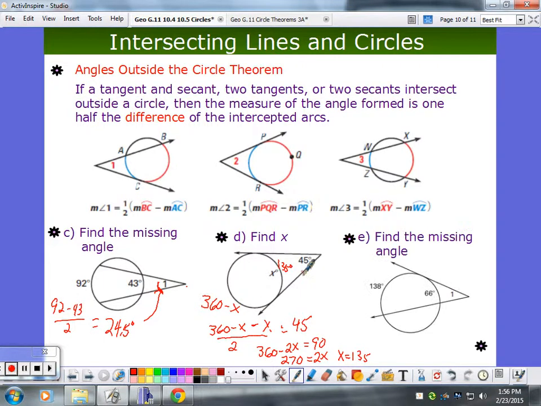Okay, this one I've got a secant and a tangent, and they're giving me both of these measurements. So this piece minus that piece, divide by 2, you're going to get angle 1. That's going to be 138 minus 66. Then divide by 2, you're going to get that measure of angle 1. What is that? I got 72 over 2, which is 36 degrees. And that's this.